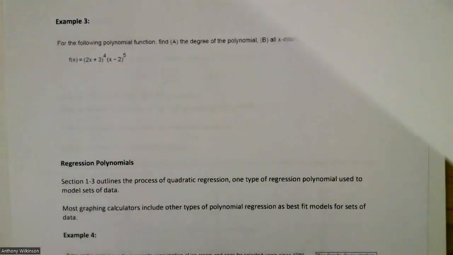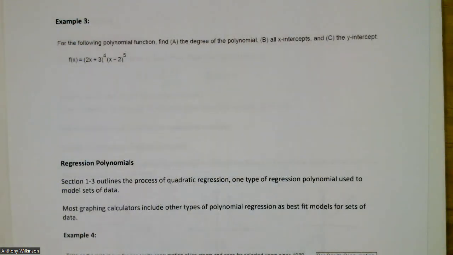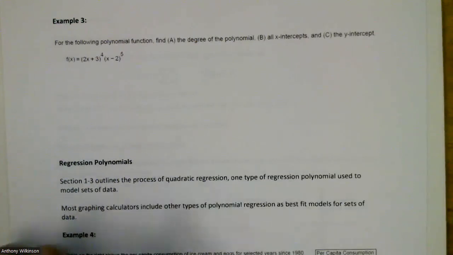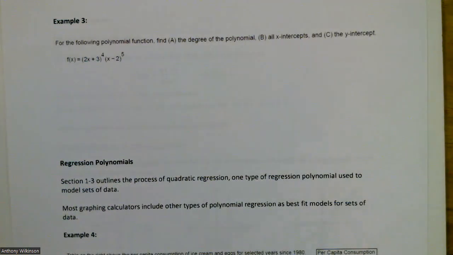Okay. All right, here's another example. For the following function, in this case, we're going to find the degree of the polynomial function, the x-intercepts and the y-intercept. In this case here, we've got f of x is equal to the quantity 2x plus 3 to the 4th power times the quantity x minus 2 raised to the 5th. And here I want the degree of that polynomial function.